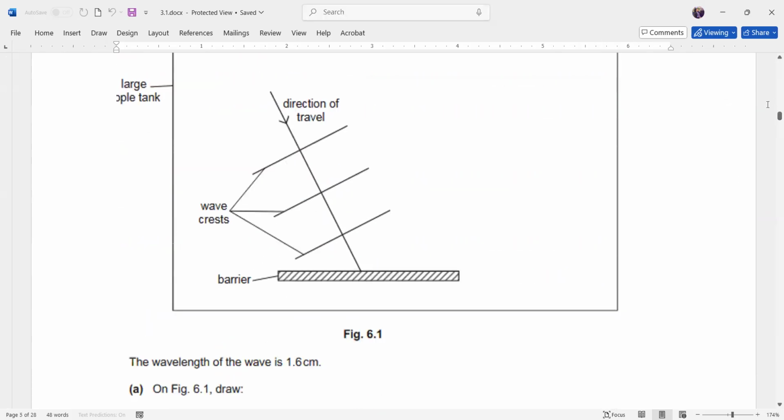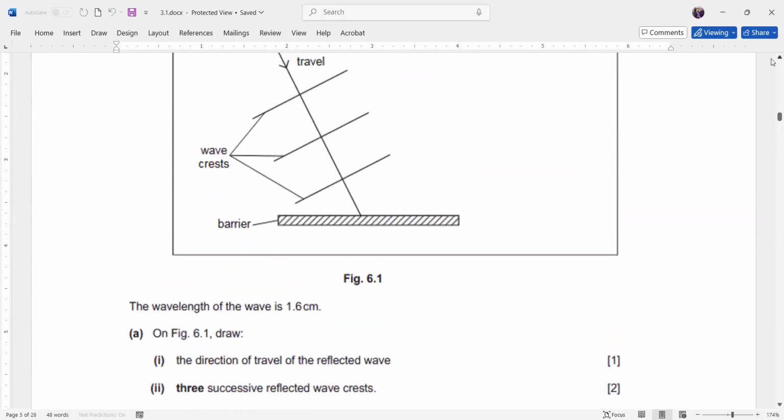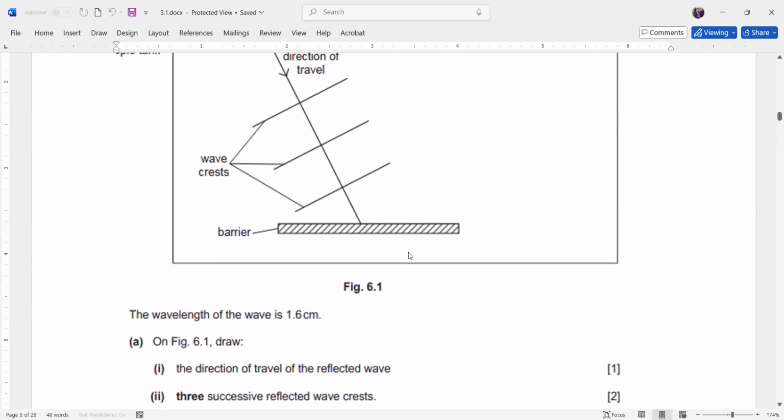This question is about reflection. The wavelength of the wavefronts of a wave is 1.6 centimeter. On a figure, draw the direction of travel of the reflected wave and the 3 successive reflected wavefronts. How can it be done? Because we know when a reflection happens, the angle of incidence should be equal to the angle of reflection. So first we'll have a normal here. The normal is always perpendicular, 90 degrees, to the surface.